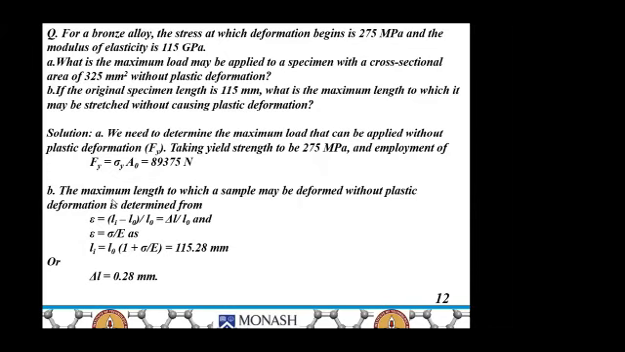89,375 Newton. And the maximum length to which a sample may be deformed without plastic deformation is determined from epsilon equal to L final minus L initial divided by L initial, or delta L upon L0, and epsilon is equal to sigma upon E. So we can write L final is equal to L initial times (1 plus sigma upon E). This comes out to be 115.28 millimeter, or delta L we can calculate to be 0.28 millimeter.